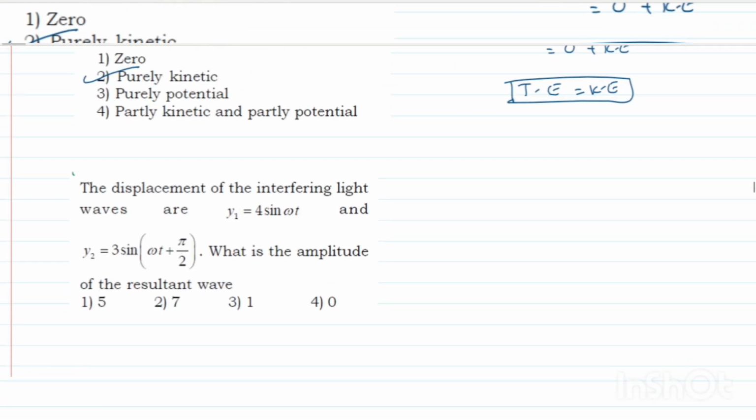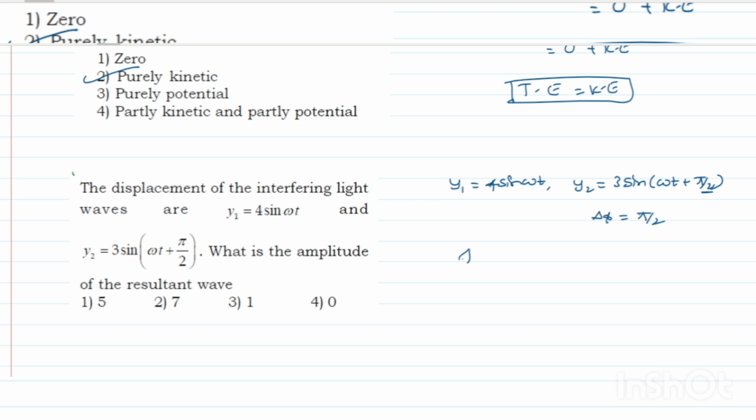Let us see the next question. The next question says the displacement of the interfering light waves y1 and y2 is given. y1 is given as 4 sine omega t and y2 is given as 3 sine (omega t plus pi by 2). What is the amplitude of the resultant wave they are asking? Here the phase difference will be 90 degrees, students.